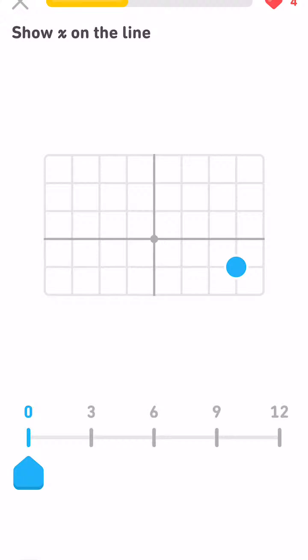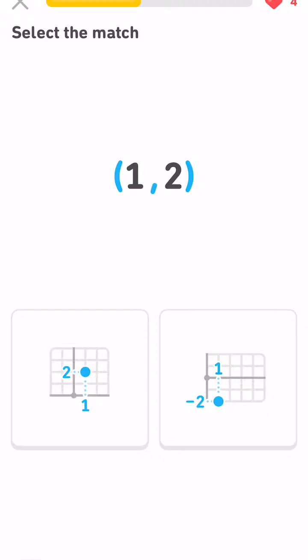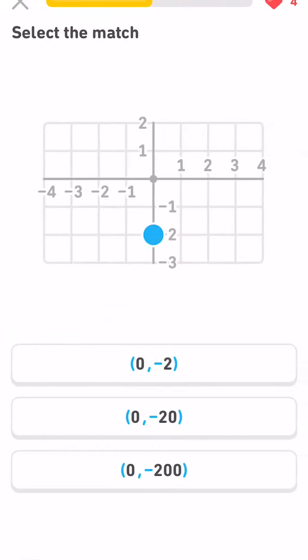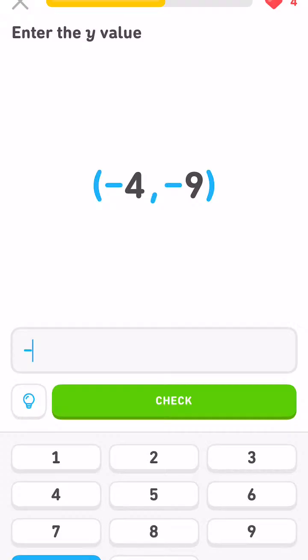Let's see. X is +3. Okay, 1, 2. This one. This is 0, -2. The y value is -9. Oops, -9.